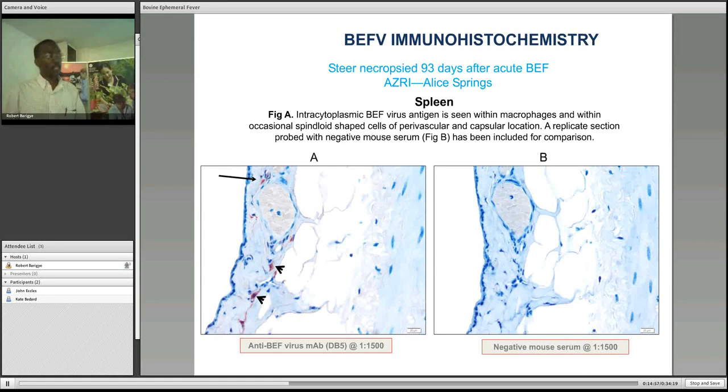Yeah, this was very exciting. All over the spleen, but this shows just on the surface, there were these cells that were picking up the new stain. And there were two populations of cells. This particular cell you see here, shown with a short arrowhead, and then these spindloid-shaped cells around blood vessels.